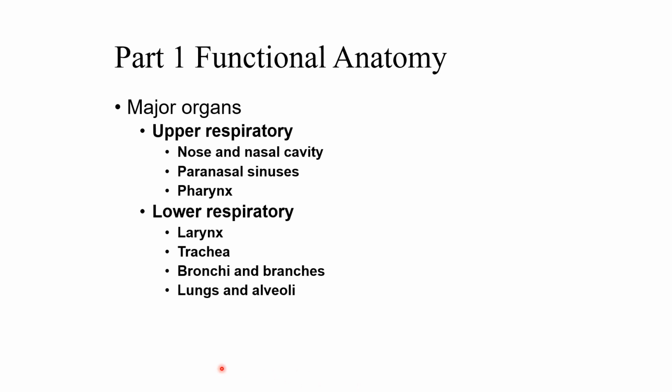Let's start by learning about the functional anatomy of the respiratory system. The respiratory system is divided into the upper respiratory and the lower respiratory. The organs in the upper respiratory system are the nose and the nasal cavity, paranasal sinuses, and the pharynx. And then the lower respiratory consists of the larynx, trachea, bronchi and their branches, and then the alveoli in the lungs. So lungs and the alveoli.